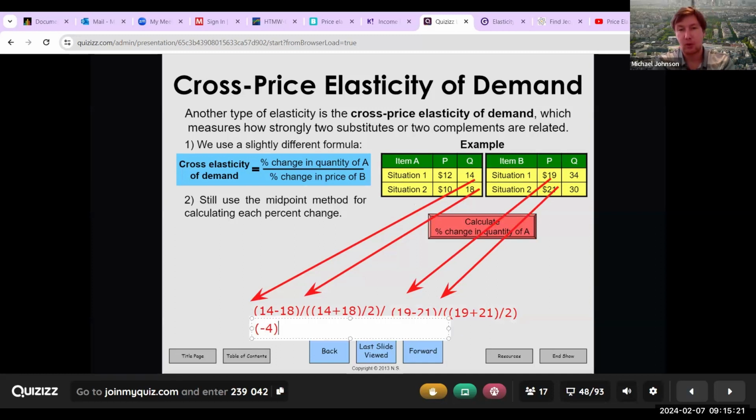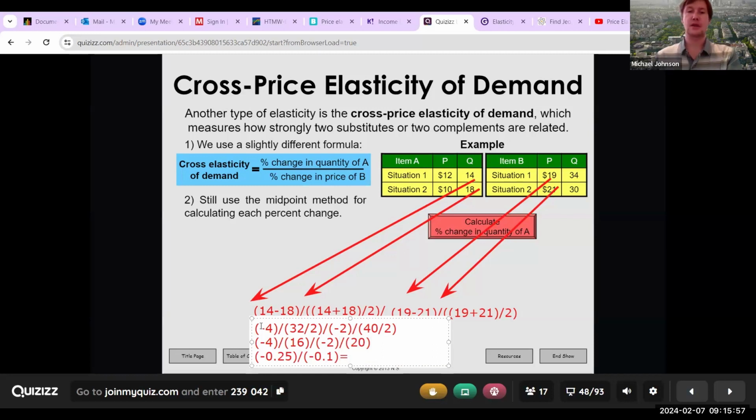So that would be -4 divided by 32 divided by 2, divided by -2 divided by 40 divided by 2. That's -4 divided by 16, divided by -2 divided by 20. We get -0.25 divided by -0.1. So that's what we would do to get the cross-price elasticity of demand.